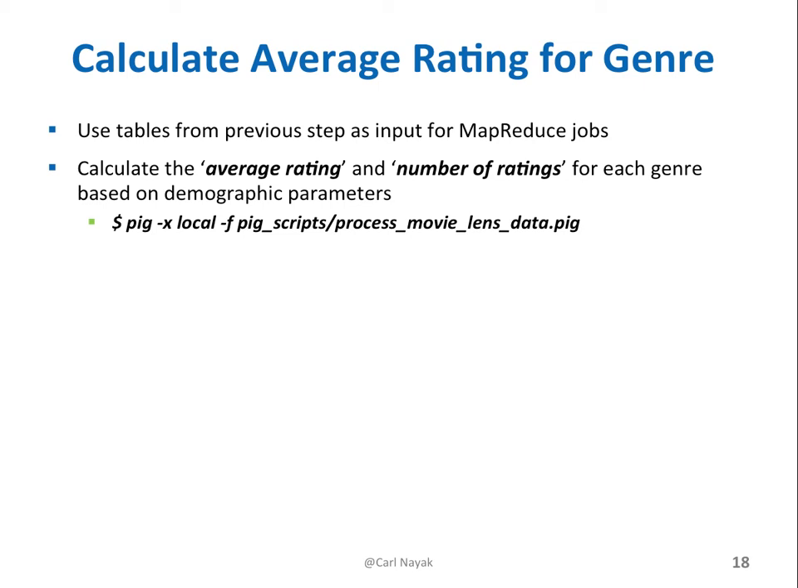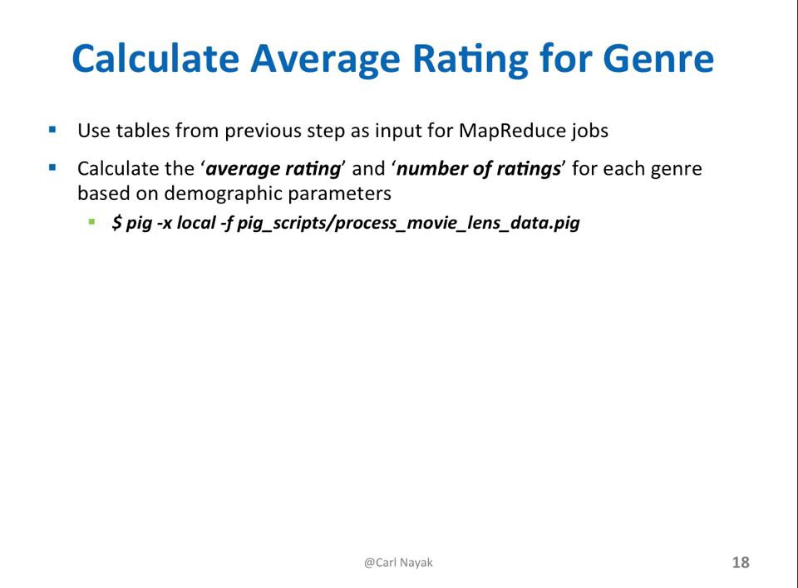We read the input data from the input tables and create the average rating and the number of ratings for each genre based on demographic parameters. As an example, let's say we're doing this for demographic parameters of gender and age. In that case, we'll be computing the average ratings for all males and all females for all possible age buckets.